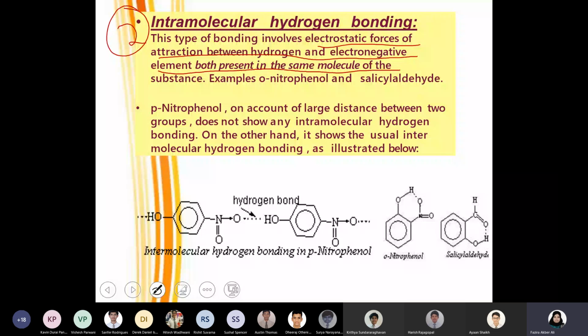So here, within the same molecule, hydrogen and the electronegative element get attracted to each other because of the positive and negative charge created due to the polarity difference. I want to explain this one by taking a particular example. Is the definition clear?